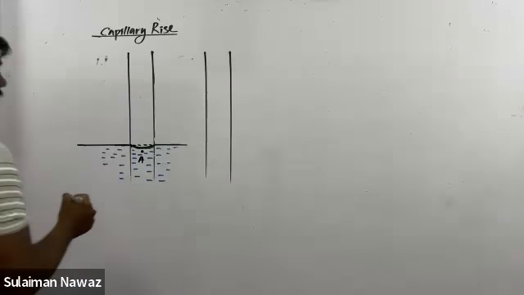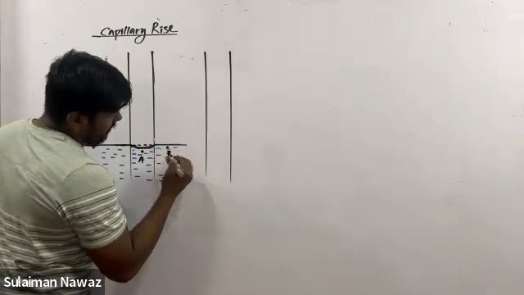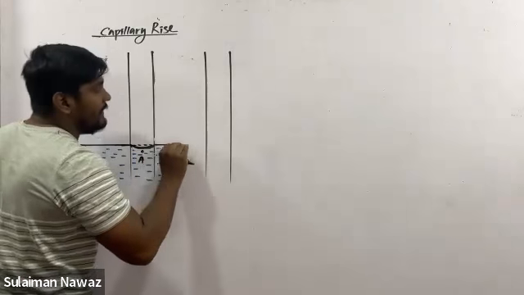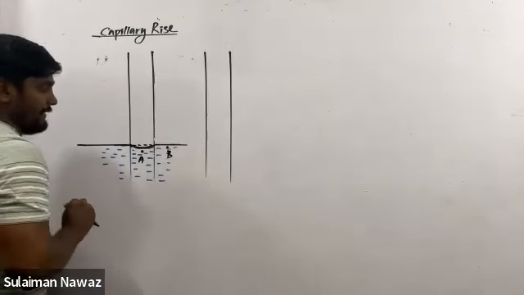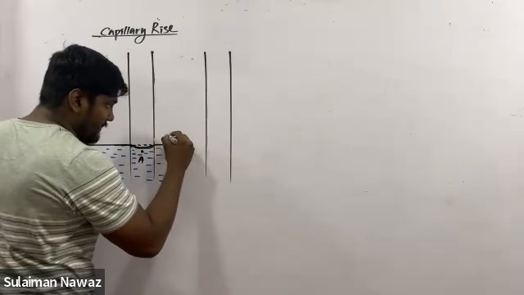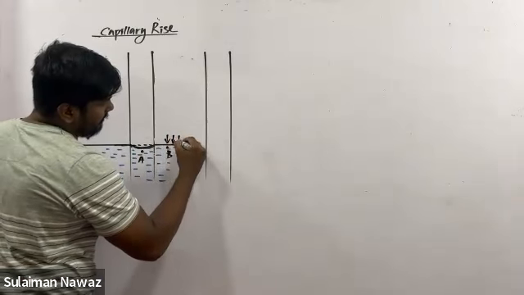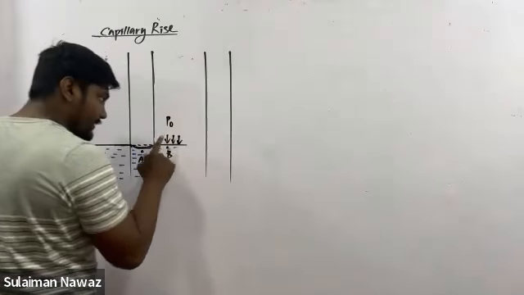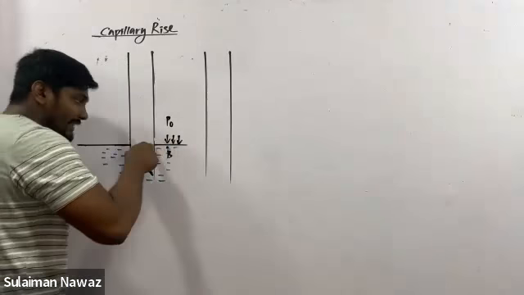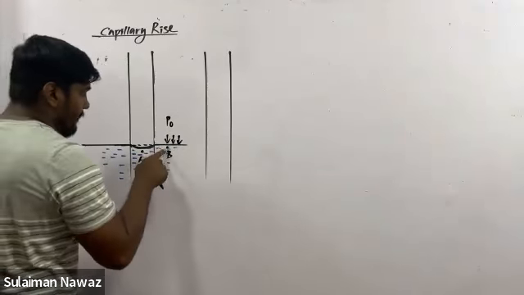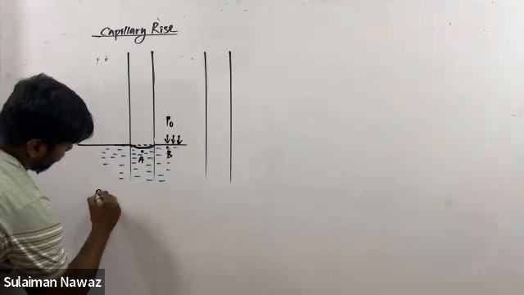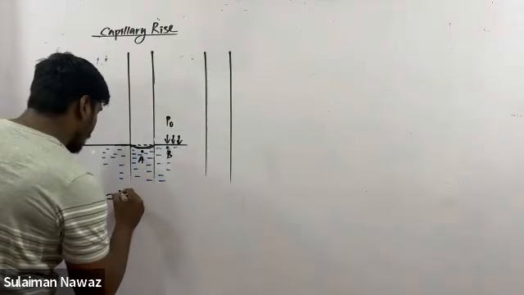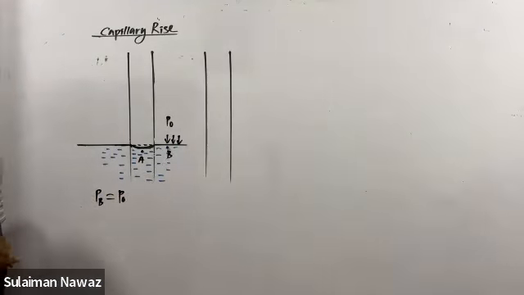Then if I consider a point capital B, this point B is located on the surface of the liquid. Then what can we say about the pressure at point B? We know pressure at point B is exactly equal to atmospheric pressure, P naught. Since point B is exactly at the surface of the liquid, PB equals P naught.